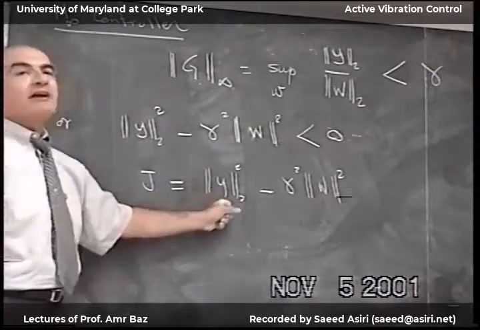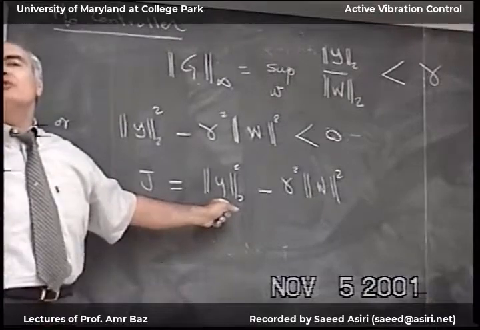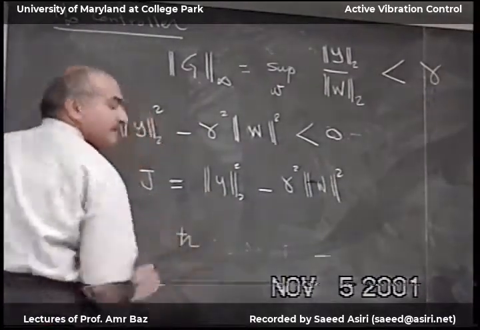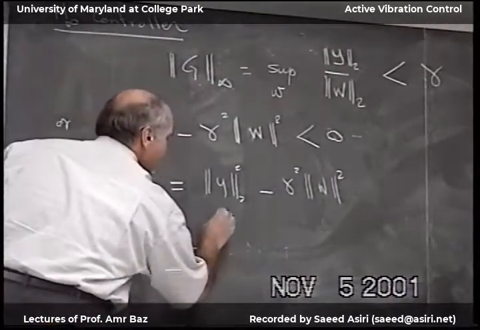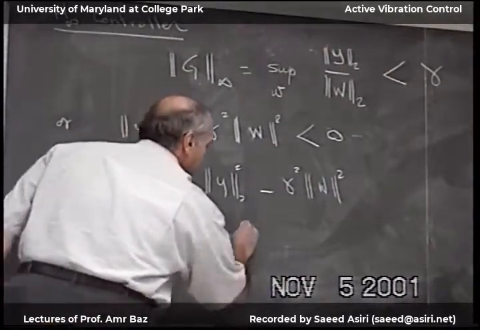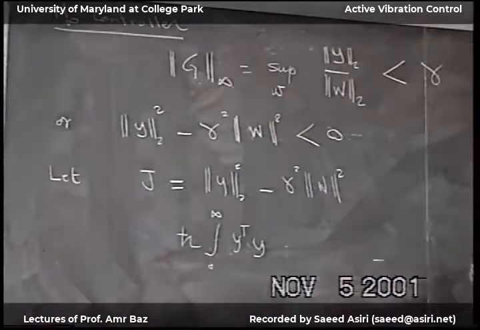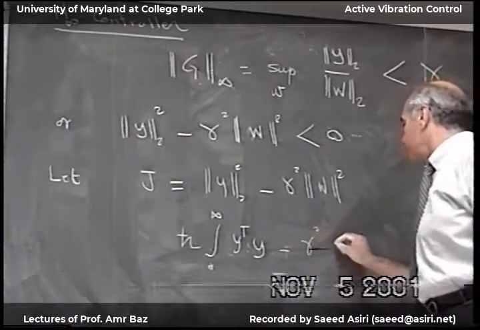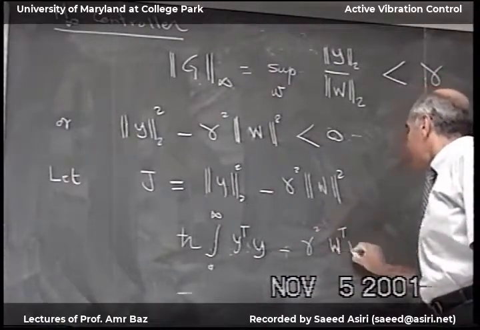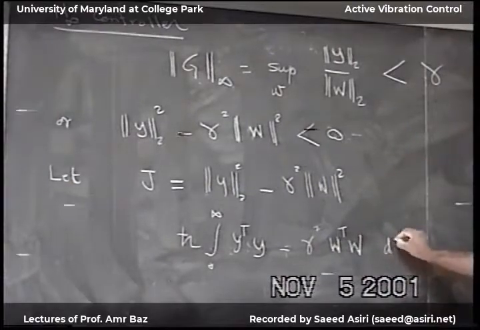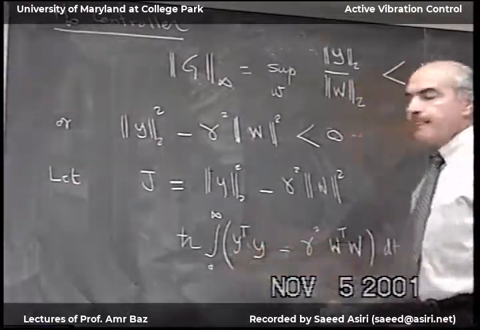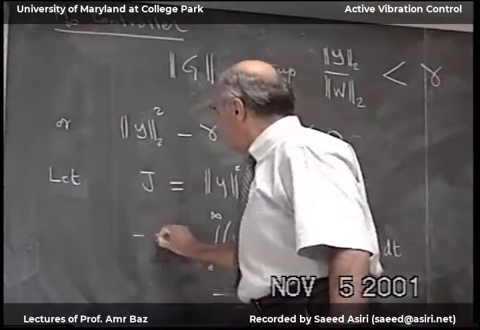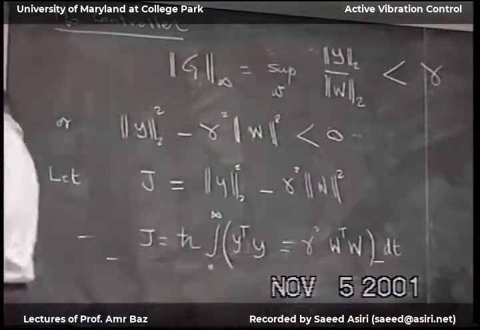We know all the tricks. I can write it down by the H2 norm specification. This is nothing but the trace of the integral of y transpose y, and this is minus gamma squared w transpose w dt. So this is my J.